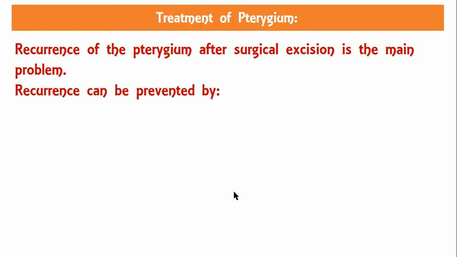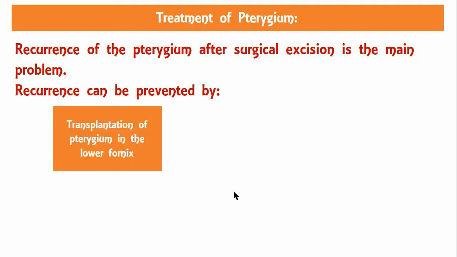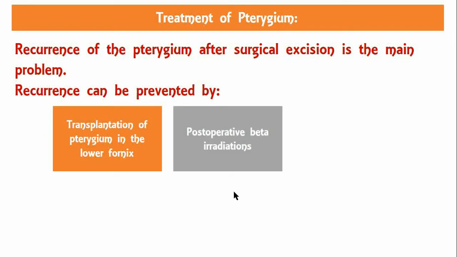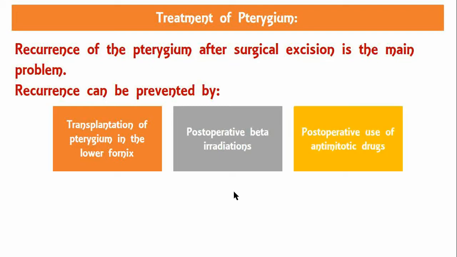However, it can be reduced by any of the following measures. First is transplantation of pterygium in the lower fornix, also known as McReynolds operation, is not performed now. Second is postoperative beta irradiations, this method is not used now. Third is postoperative use of antimitotic drugs such as mitomycin C or thiotepa.